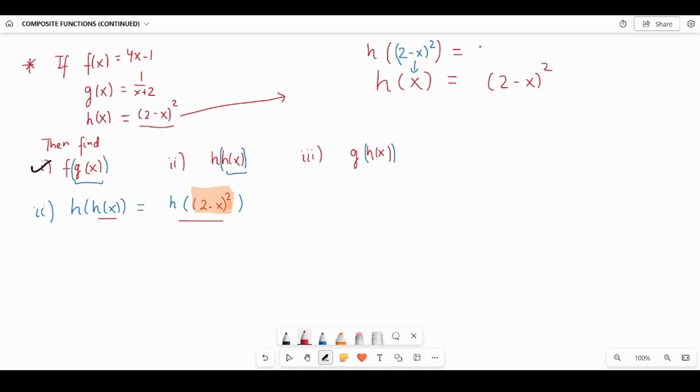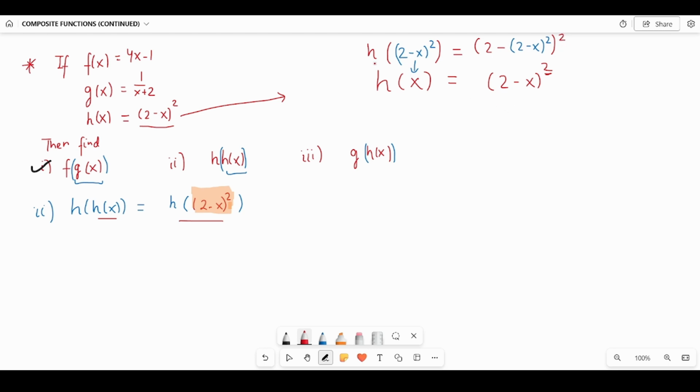So that will become equal to 2 minus, and again in place of x we are going to write 2 minus x whole squared, and then we will close the parenthesis, and outside again we have a power of 2, so we will put that here.